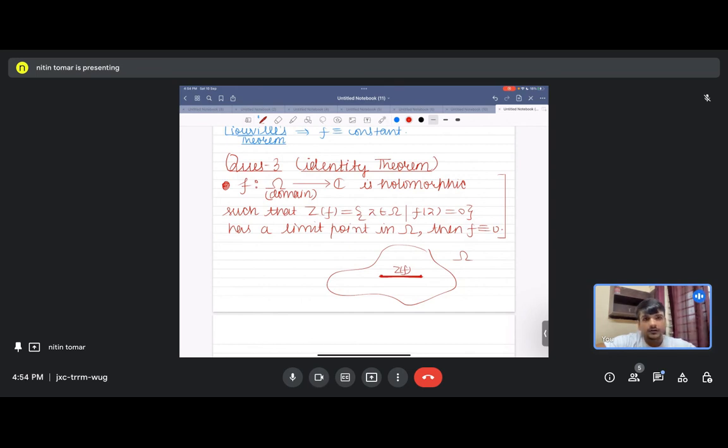Hello, am I audible? So if a holomorphic function has zeros on this line, then what can you say? This line segment is closed, because it is a compact set, and every closed set contains all its limit points. So by the identity theorem, this function will be zero.